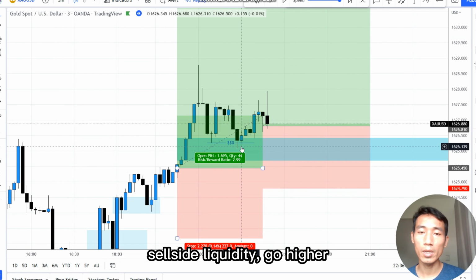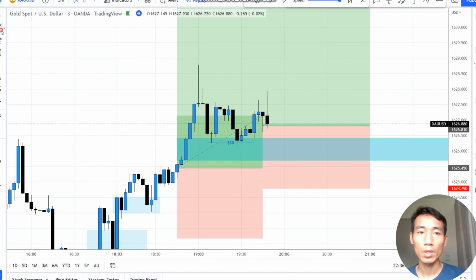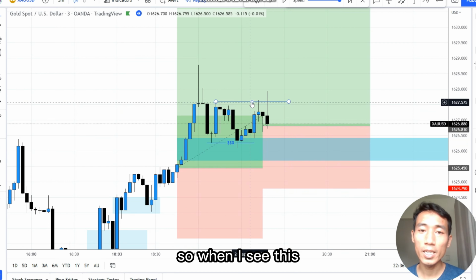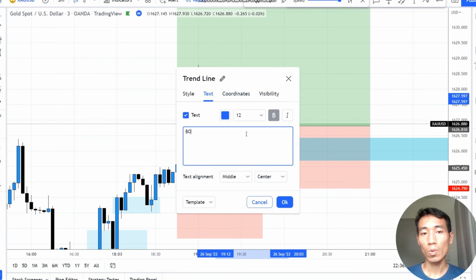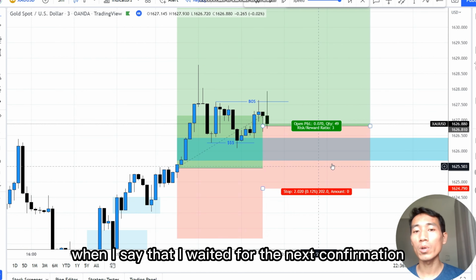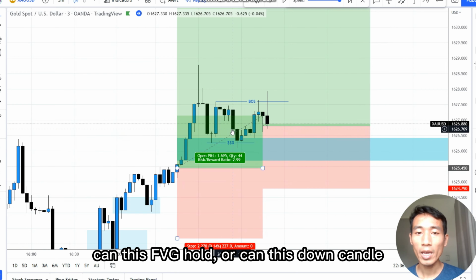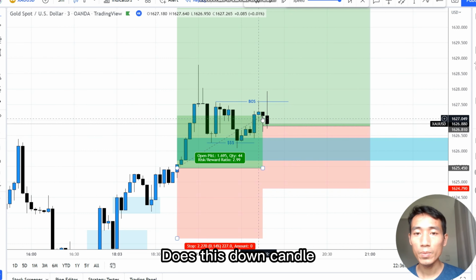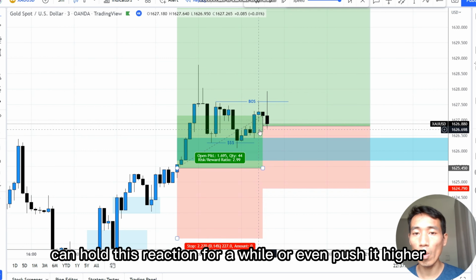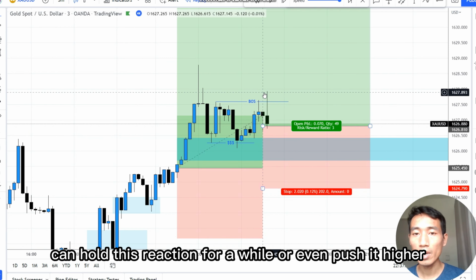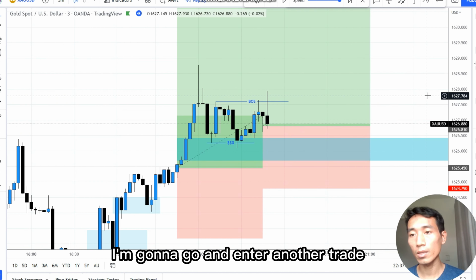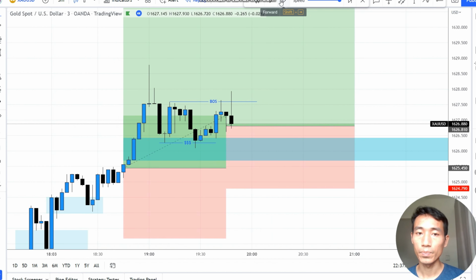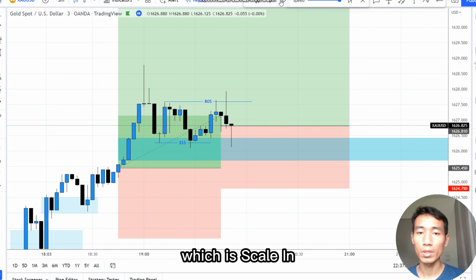So sell side liquidity, go higher, break down this high. So when I see that, I wait for the next confirmation, which is can this value gap hold or can this down candle hold? If the down candle can hold this reaction for a while or even push it higher, I'm gonna go and enter another trade, which is scale in. See?